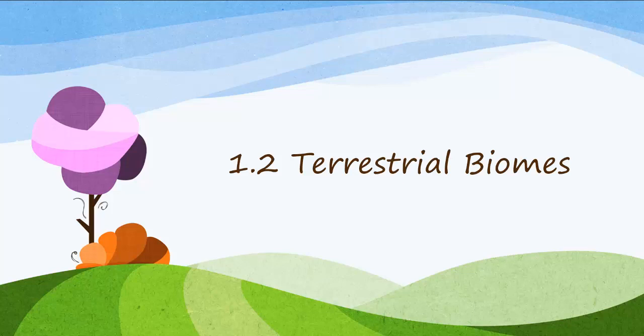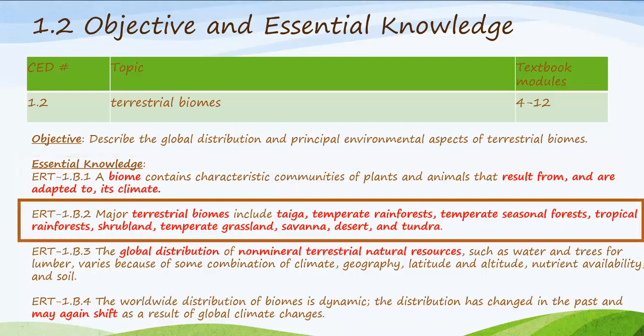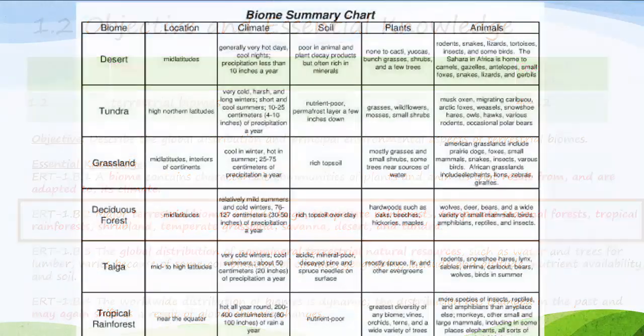This video is going to be on terrestrial biomes. These are biomes that are on the land. So we have an objective of describing the global distribution and principal environmental aspects of terrestrial biomes, and we have 4 essential knowledge points that you'll need to know very well by the end of this. Make sure that you always pay attention to the verbiage in these, as that is what you get tested on by College Board. So there's each of those.